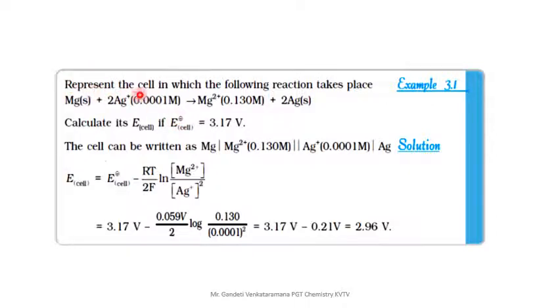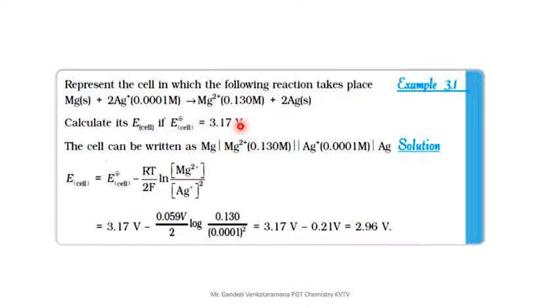Represent the cell in which the following reaction takes place: Mg + 2Ag+. Concentration 0.0001 M is given here. Mg2+ again, concentration mentioned, and 2Ag. Ag is a solid, meaning its value is unity, 1, and magnesium is a solid, again unity, 1. Remember. Clear? Calculate its E cell, not E naught. E naught is different. E cell, if E naught cell is equal to 3.17 volt.